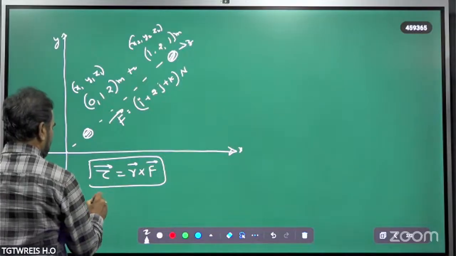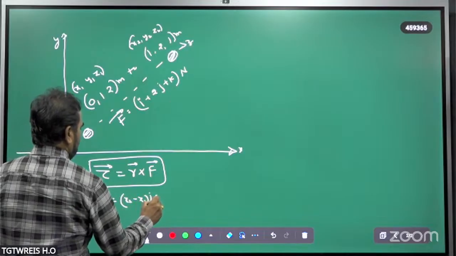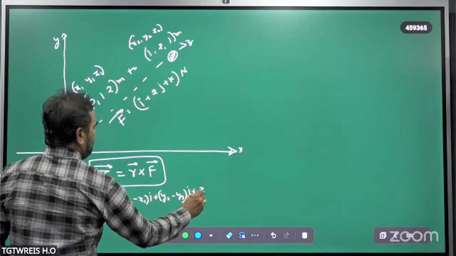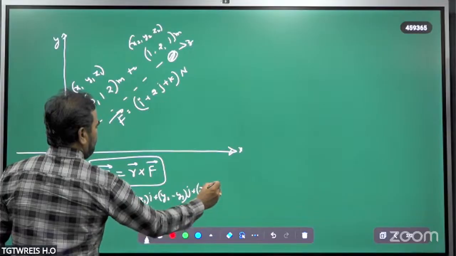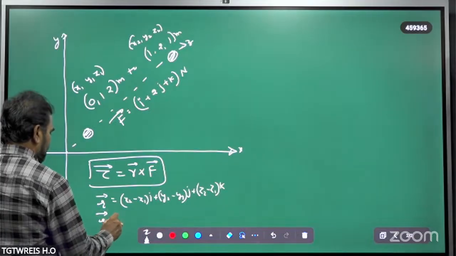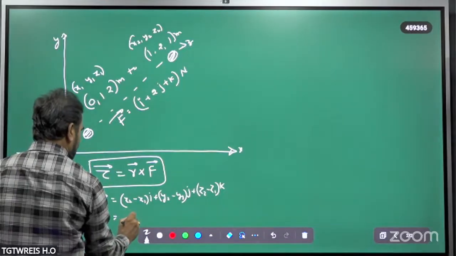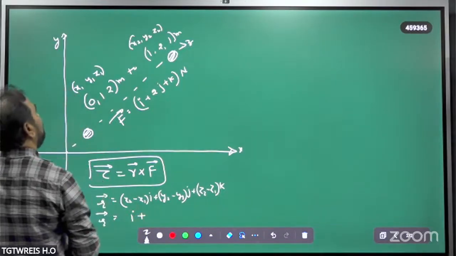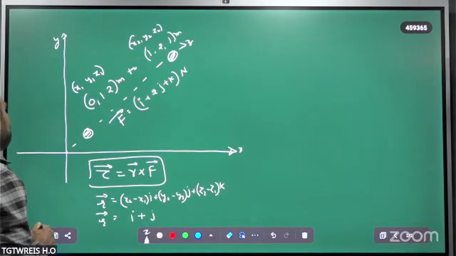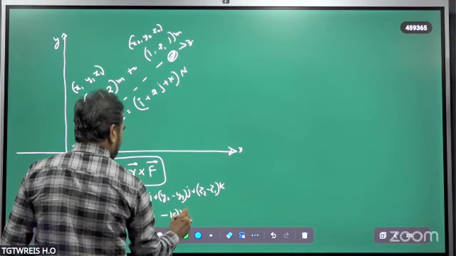r bar is equal to (X2 minus X1) i plus (Y2 minus Y1) j plus (Z2 minus Z1) k. Therefore, r bar is X2 minus X1, that is 1 minus 0, equal to i, plus Y2 minus Y1, that is 2 minus 1, j, plus Z2 minus Z1, that is equal to minus k meters. This is the value of r bar.